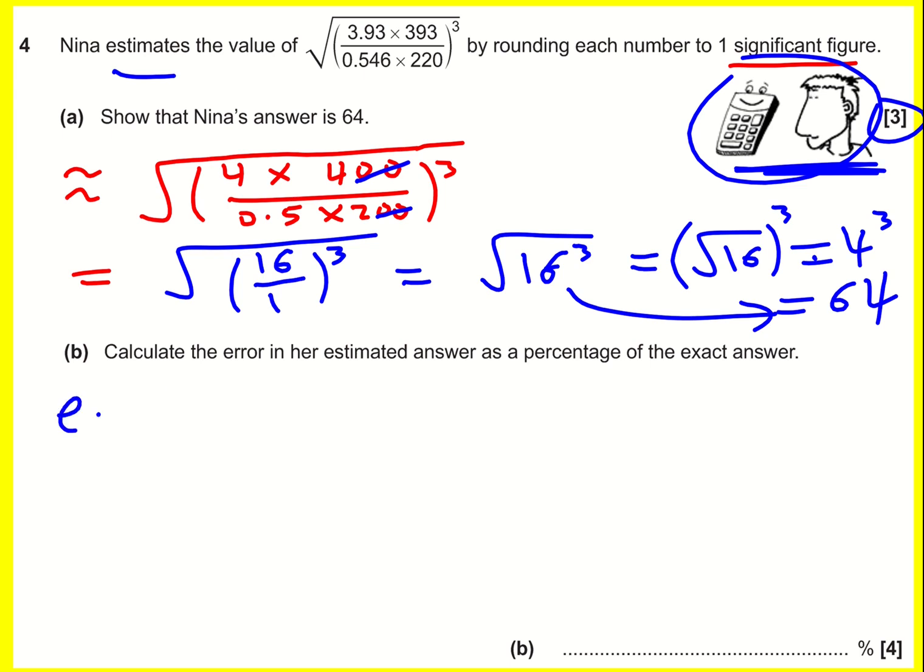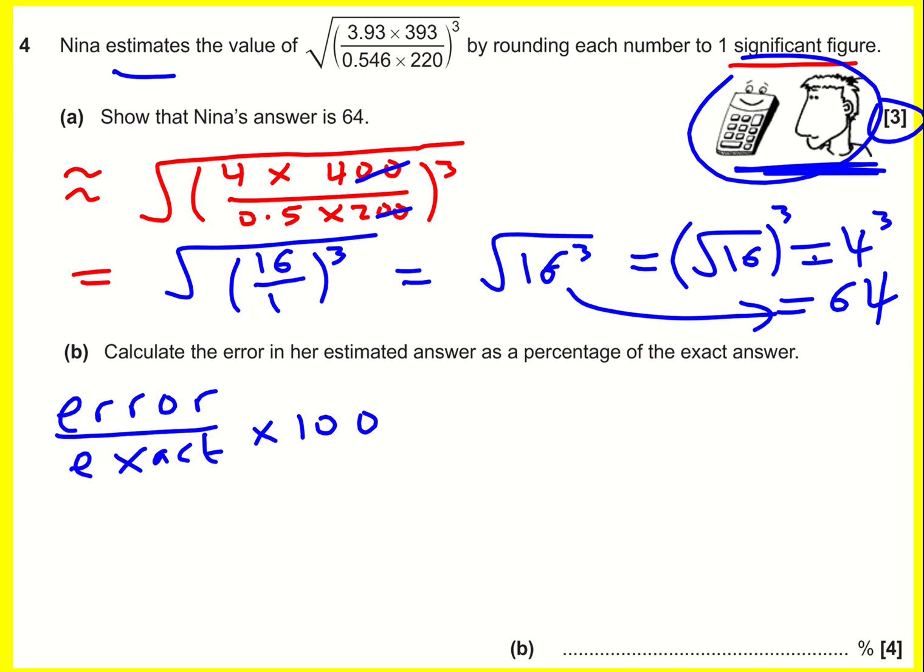Calculate the error in an estimated answer as a percentage of the exact answer. So that's going to be, I'm trying to find the error as a percentage of the exact. So that's it as a fraction. To get it as a percentage, I just times it by 100. So that's how we can calculate the percentage error.